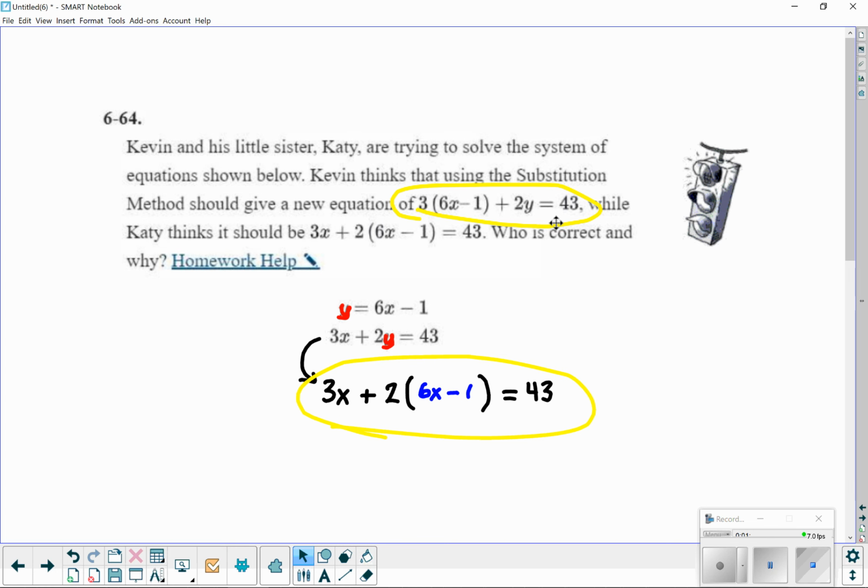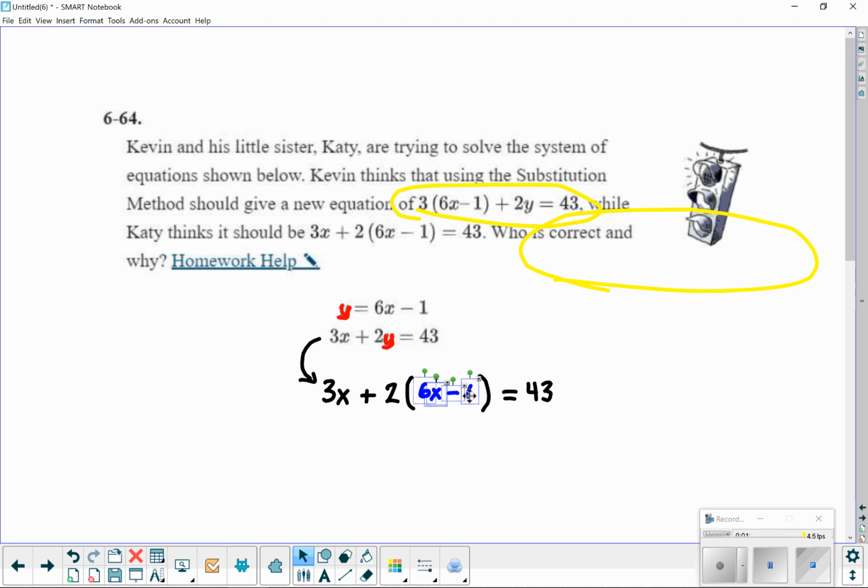Okay, so what Kevin did was he took his equation and plugged it into the x instead. So Kevin took his equation and he plugged it into his x. That's what he did. So he plugged it right there. And that's why Kevin's looks like that. But in this case, Kathy is correct.